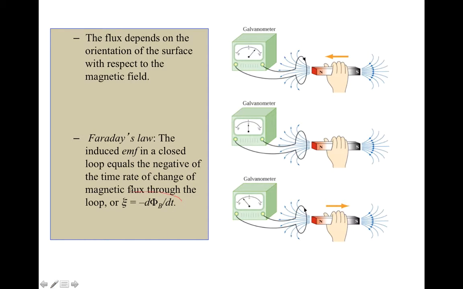The induced EMF is defined by this formula right here, which is simply the negative rate of change of the flux. So this is really related to motion. The induced EMF is related to the motion of the magnetic field, or the rate of change of the magnetic flux. As you move this away, you have a change in the flux with respect to time, and from there you get an induced EMF, which is measured in volts.